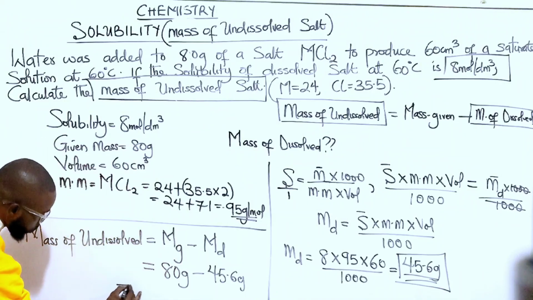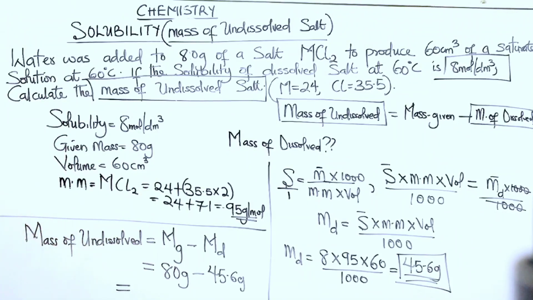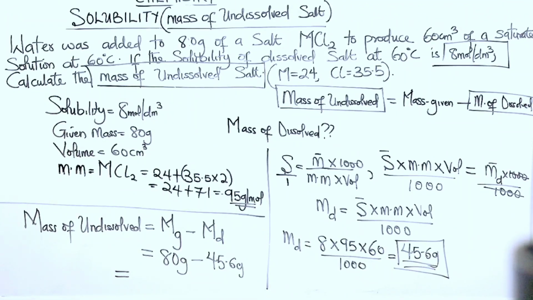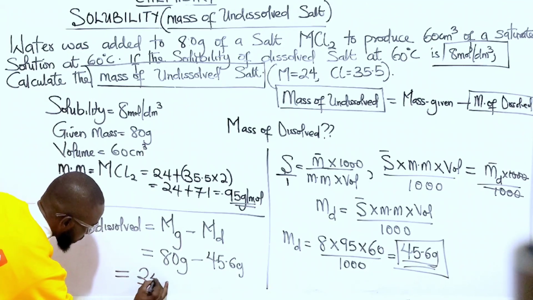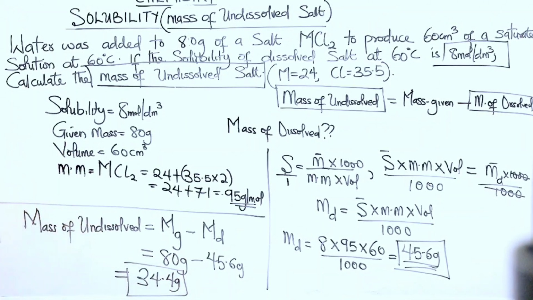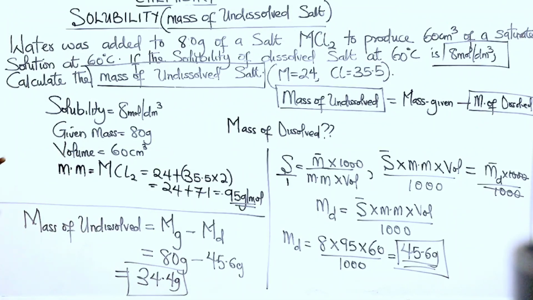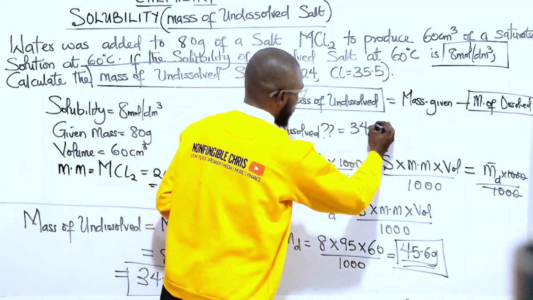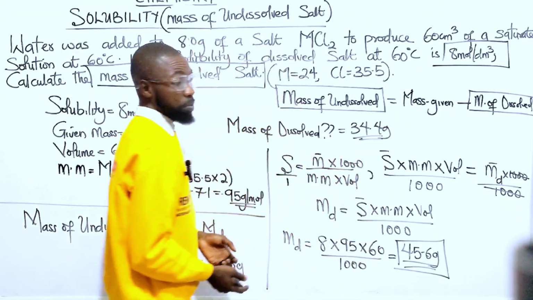45.6 gram. If you do that, what are we going to get? If you do 80 minus 45.6, we're going to get 34.4 gram. That's the mass of undissolved. Very simple, right? So here we've solved the mass of undissolved, which is 34.4 gram.